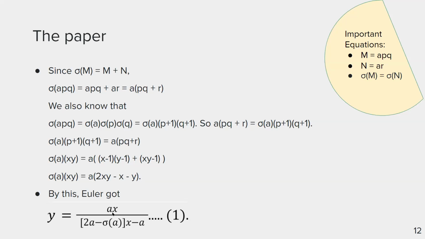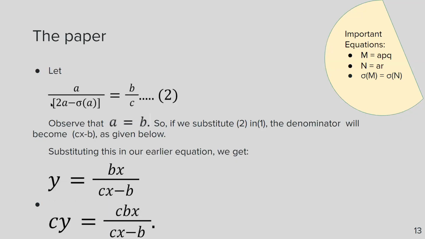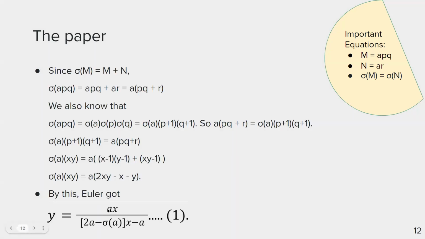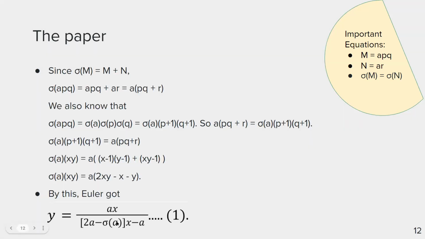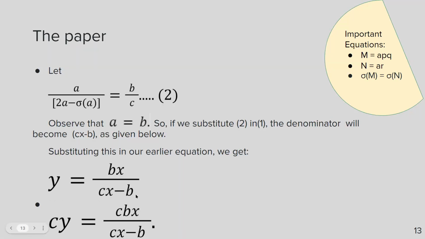By this, Euler got Y is equal to AX by 2A minus sigma of A, whole times X minus A. This is equation 1. Let A by 2A minus sigma of A be equal to B by C. Observe that A is equal to B. So if we substitute 2 in 1, the denominator will become CX minus B as given below. So Y is equal to BX by CX minus B. So this A by A will become B here, and this 2A minus sigma of A will become C. So we have CX minus B.